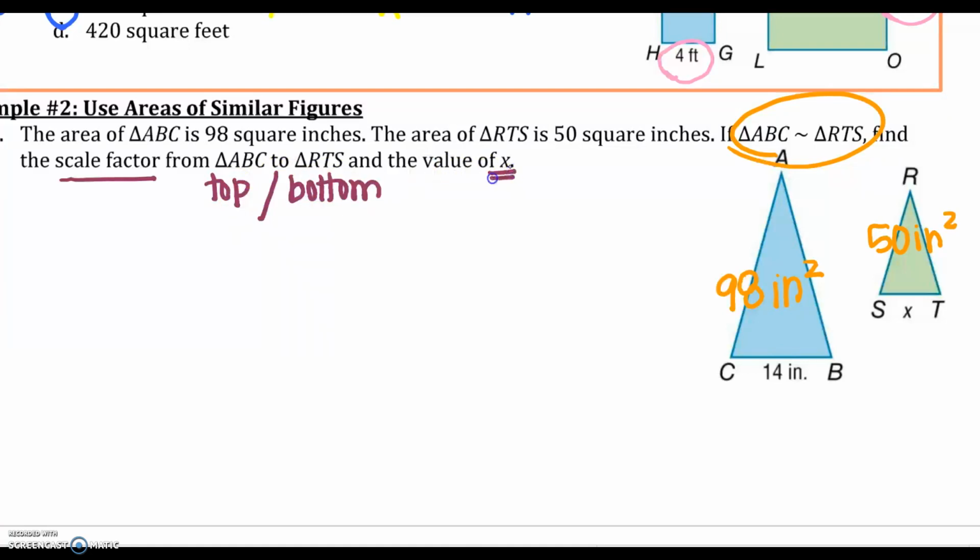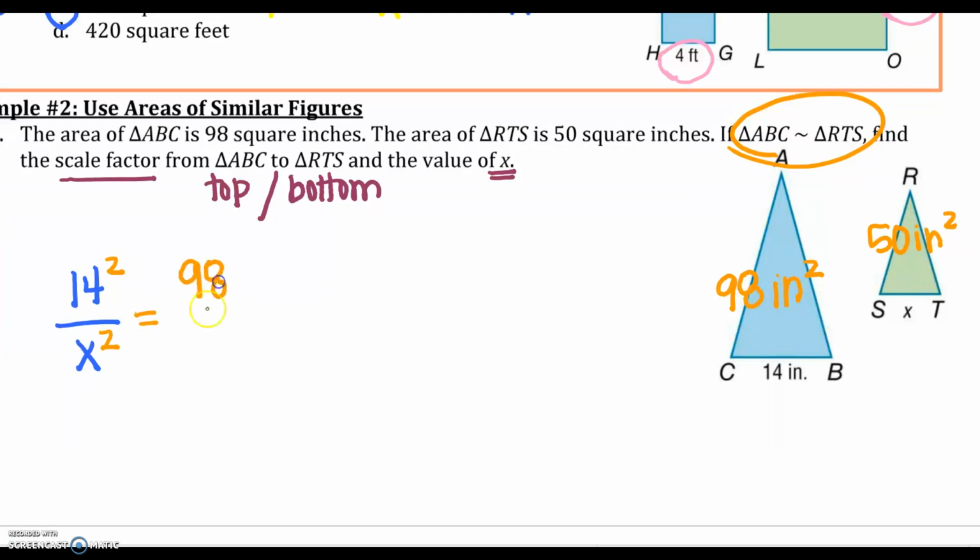And find the value of x. So we're going to find the value of x first. Remember, I'm going to set up my side lengths, 14 over x, and I'm going to square both of those numbers because they're my side lengths. Then I'm going to set those equal to my areas.